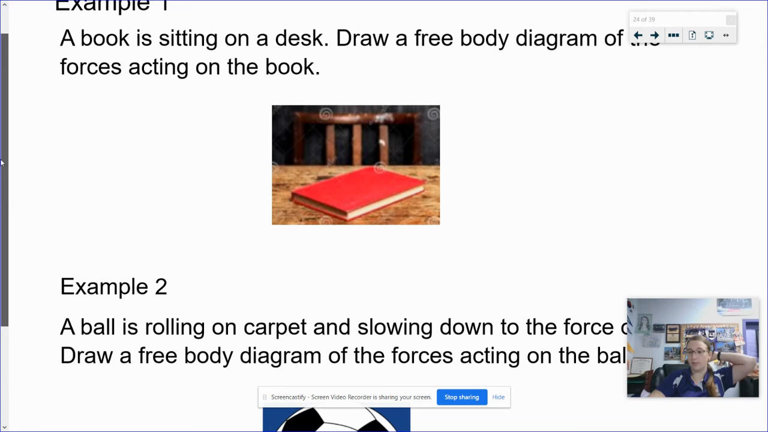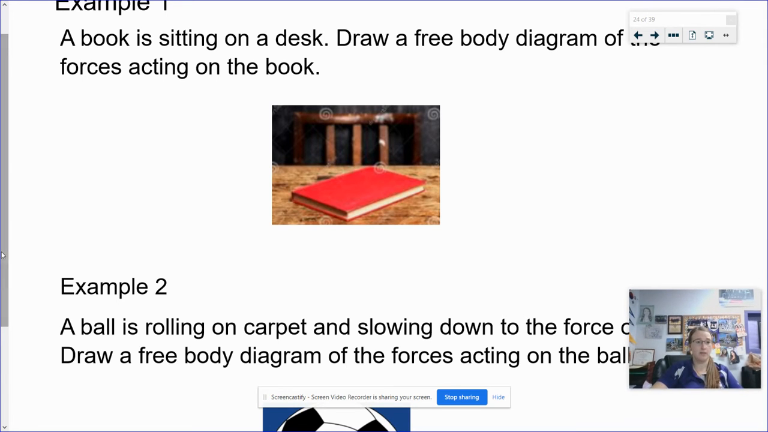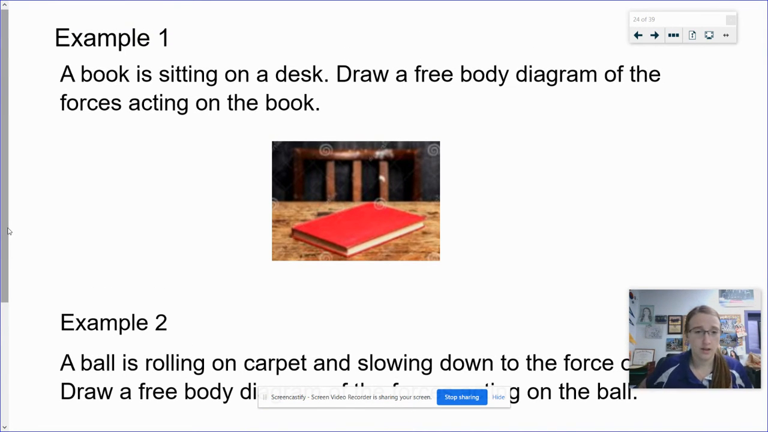So all we're going to be doing, which is why this is a really quick Edpuzzle, is drawing these free body diagrams. So a book is sitting on a desk. We want to draw the diagram of the forces acting on the book. So when something is laying on top of a surface, we have two forces at work going on here. Of course, for everything, force of gravity is always there. If here's the center of mass of my book, the force of gravity is pulling it down.